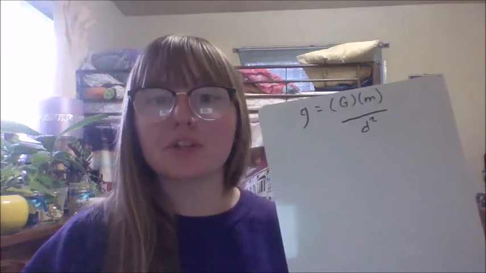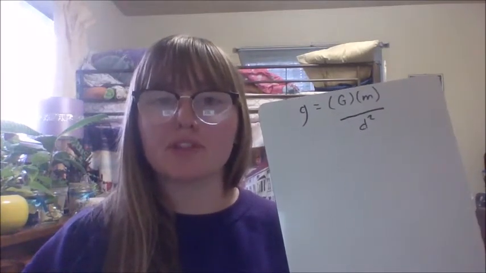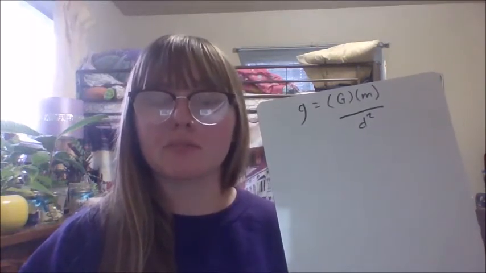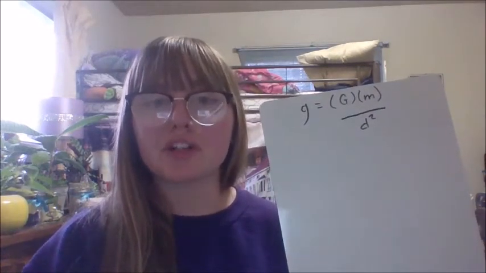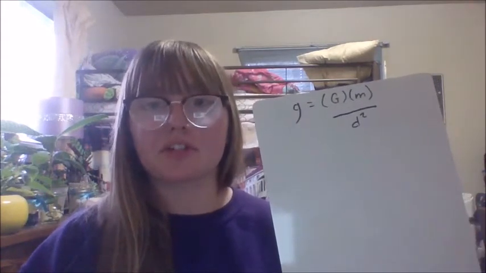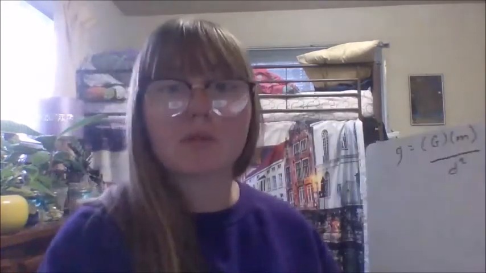So the equation that we're going to want to use is little g equals big G times M over d squared. The little g is representative of the acceleration, big G is the universal gravitation constant, M is the mass of the planet, and d is the distance from the center of the planet. So what we're going to do now is start plugging in some values that we were given in the problem.